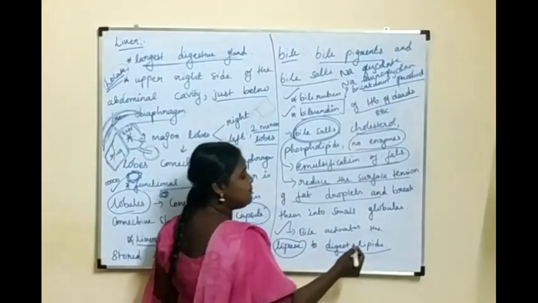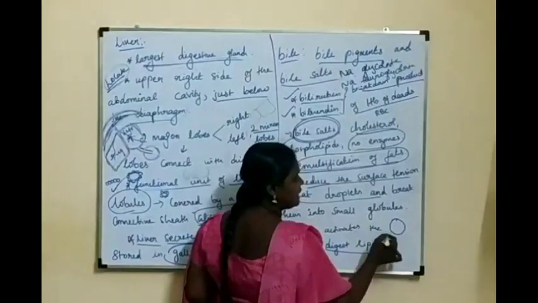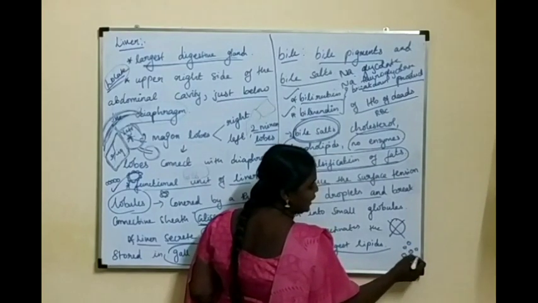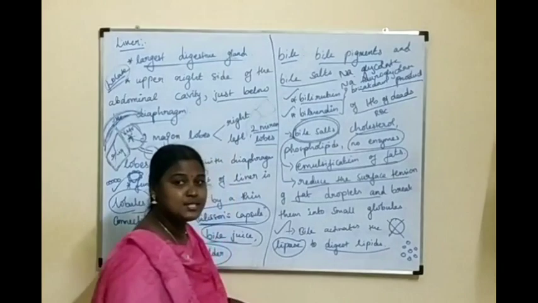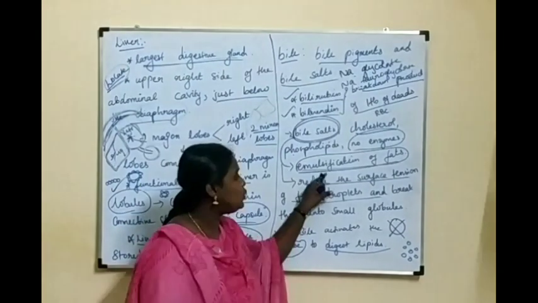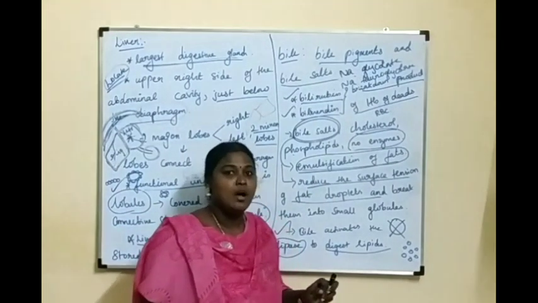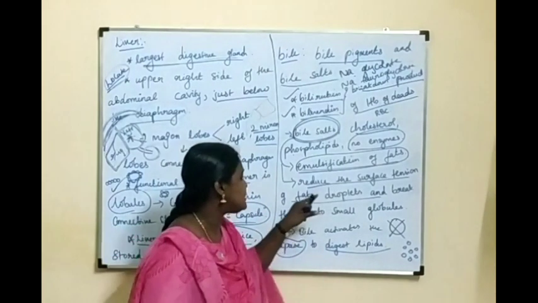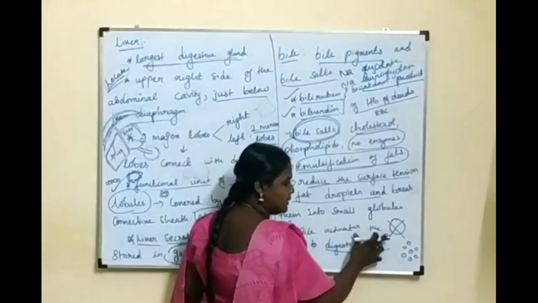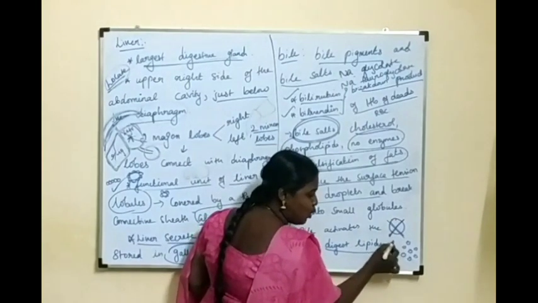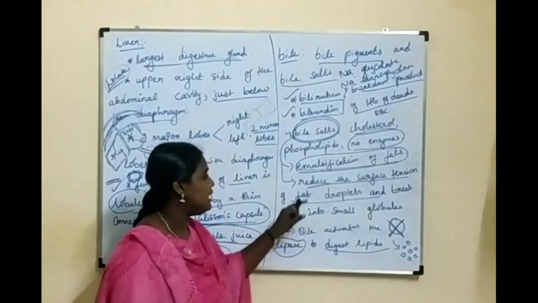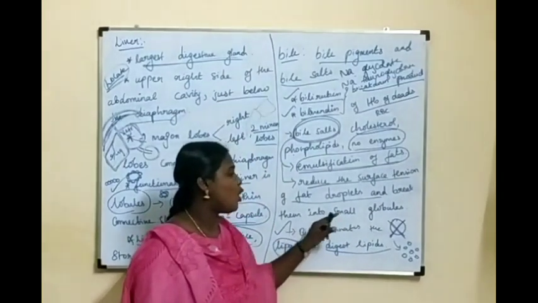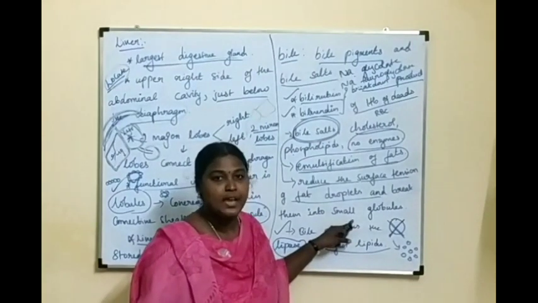என்ன பண்ணோம் அப்படின்னா fat droplets உடைய இதை வந்து என்ன பண்ணும், break பண்ணி small globules ஆ மாத்துறது தான் emulsification. What is the role of the bile salts? Bile salts' role is emulsification of fats. What is emulsification? It reduces the surface tension of fat droplets and breaks them into small globules. Can you understand? This is the role of your bile salts.